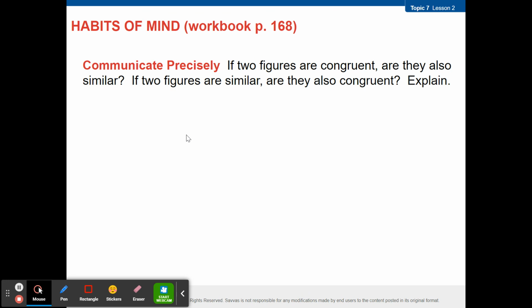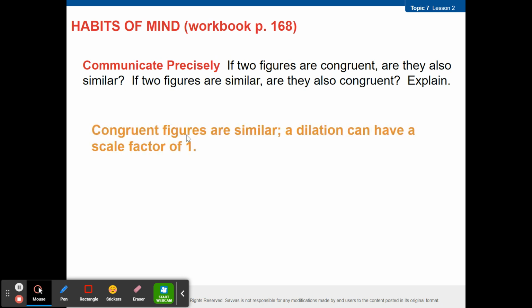Communicate precisely. So if 2 figures are congruent, are they also similar? If 2 figures are similar, are they also congruent? So let's analyze the first part. If 2 figures are congruent, are they also similar? What do you guys think? Similar in size. In fact, they're not just similar in size, they're exactly the same. Can figures that are exactly the same also be similar? Yeah. What's the scale factor? It's 1. Good job.